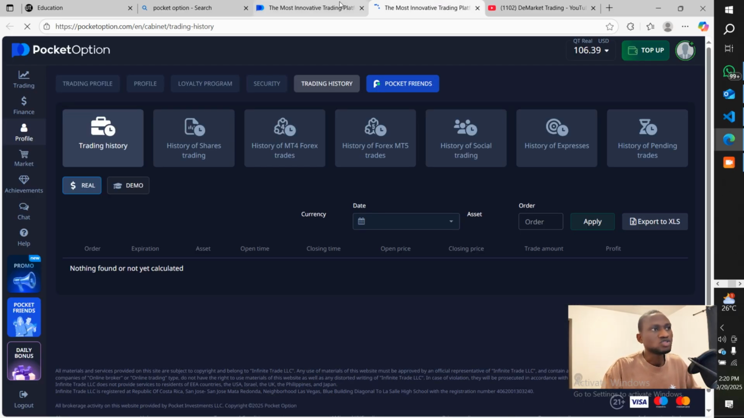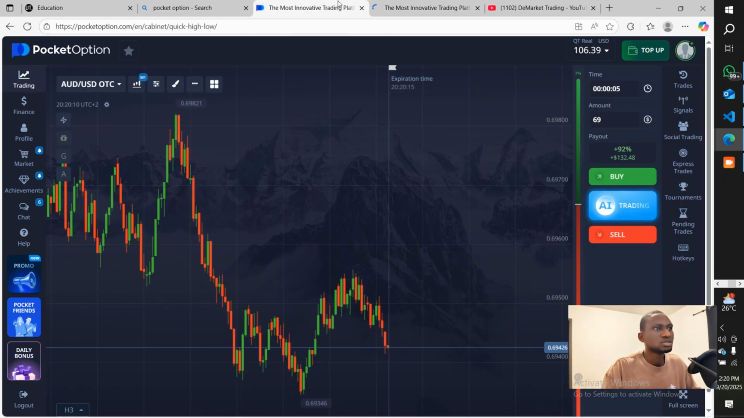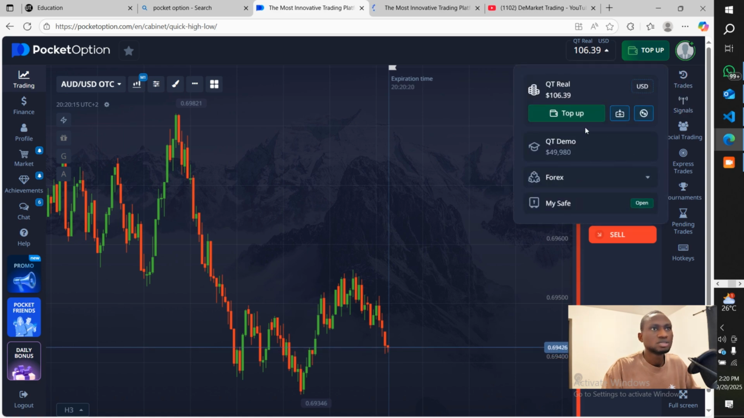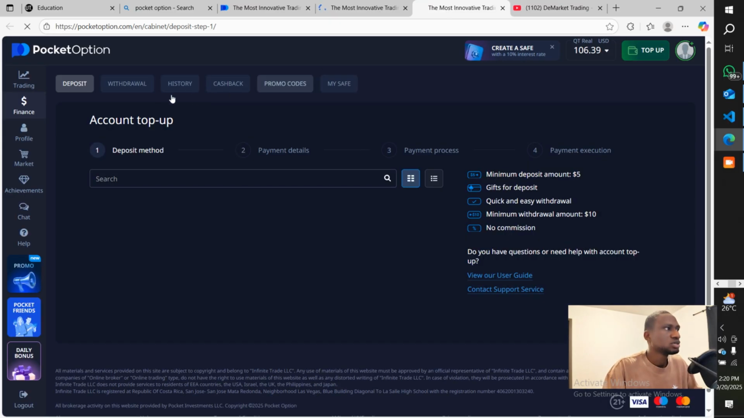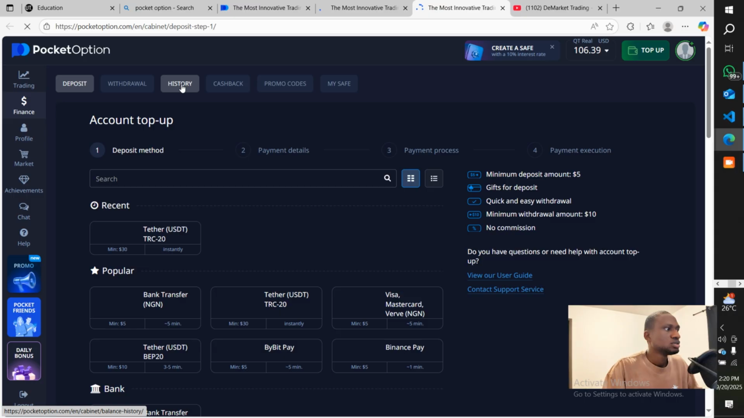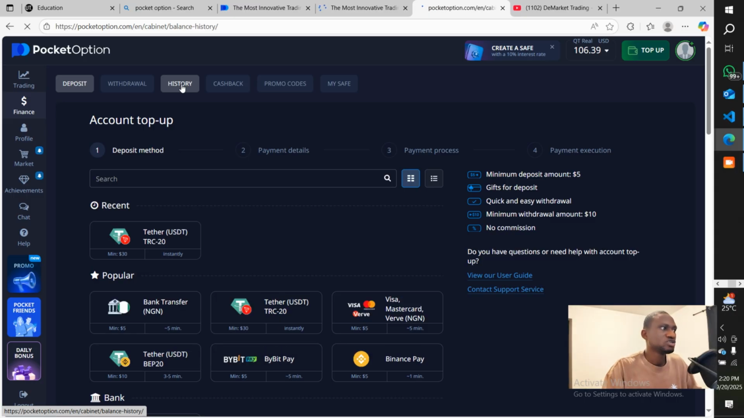I will start with the deposit. Let me get a deposit history so I can show you that. Just wait a little bit. Okay. Sometimes I don't like this platform. It's just slow sometimes trying to load the features.